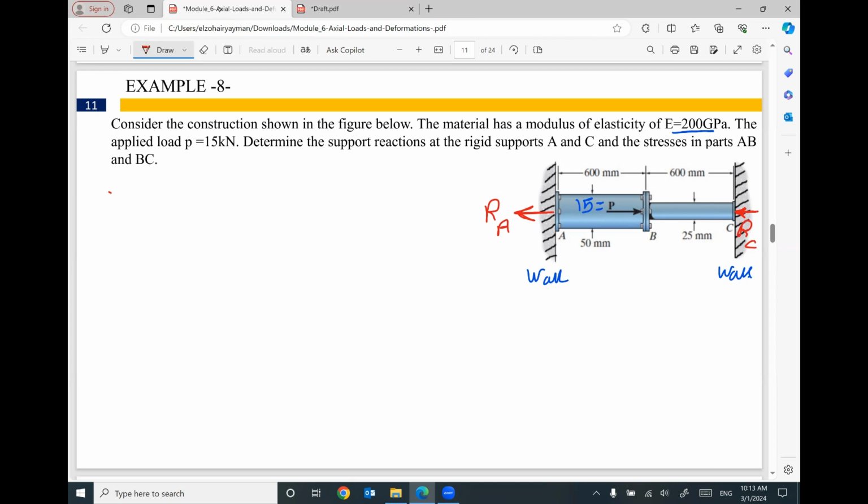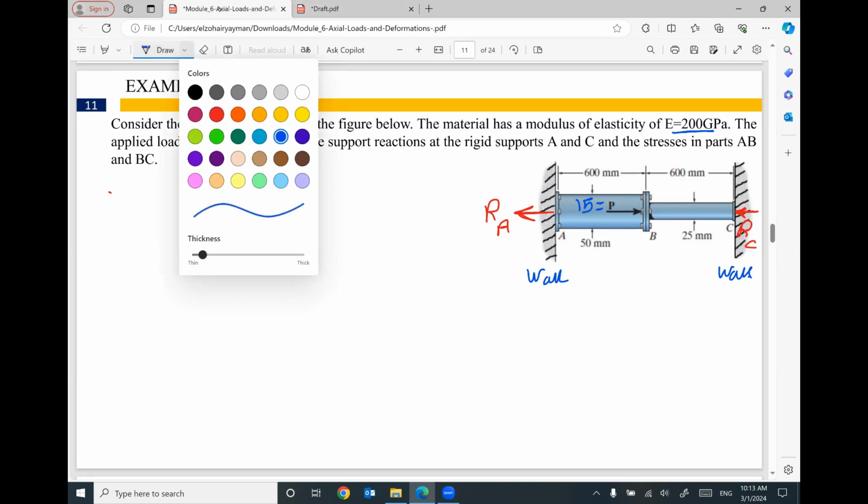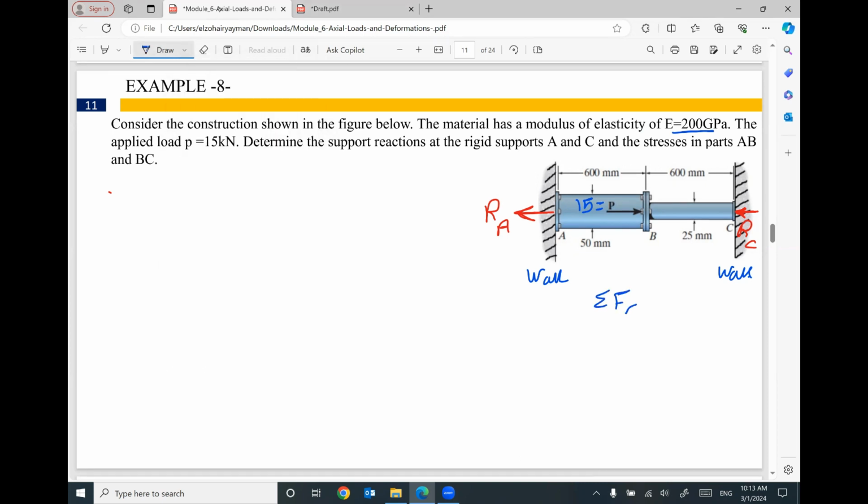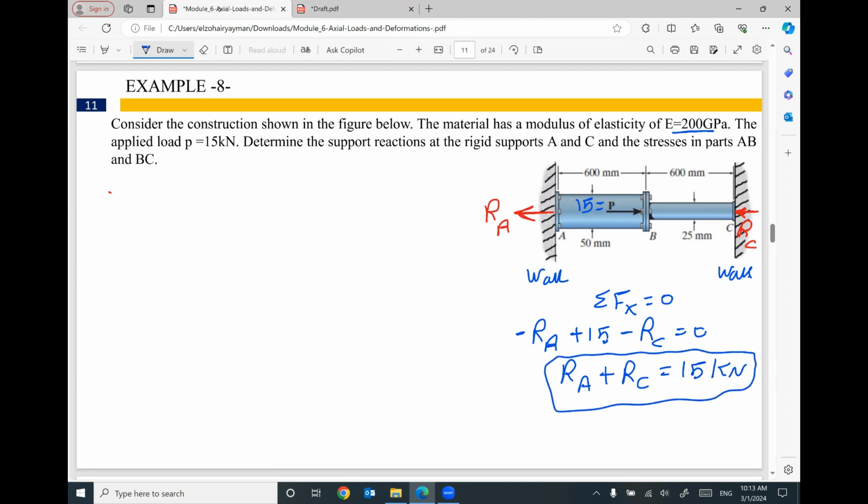From engineering mechanics also, if you apply summation Fx equals 0, I believe negative RA, positive 15, negative RC will equal 0. So I can say the reaction at A plus the reaction at C will equal 15 kilonewton, and this is equation number 1. Does that make sense? This is equation number 1 from engineering mechanics.